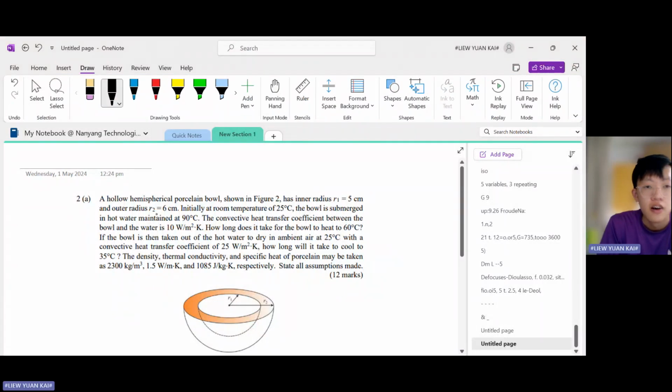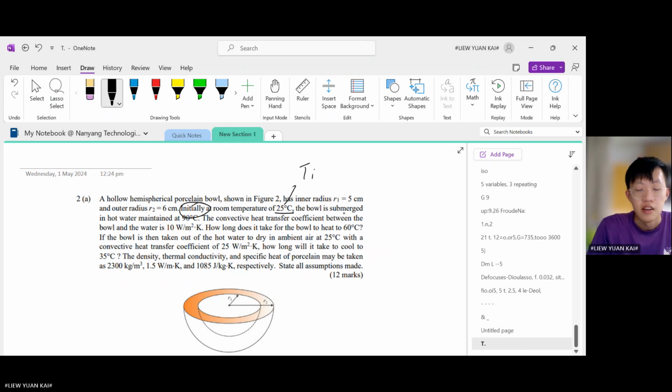Okay. A hollow hemispherical porcelain bowl shown in figure 2 has inner radius R1 and an outer radius R2, initially at a room temperature of 25 degrees Celsius. So this initial temperature, yeah, it says initially. So this is my T_i, T initial, the initial temperature.